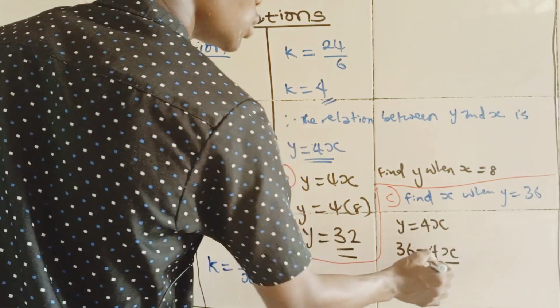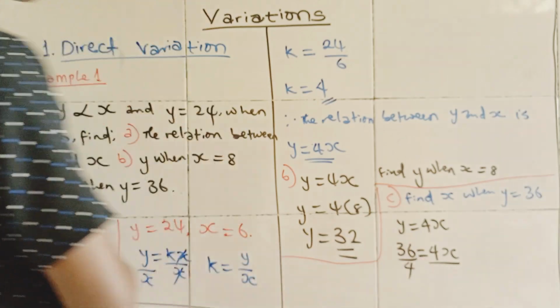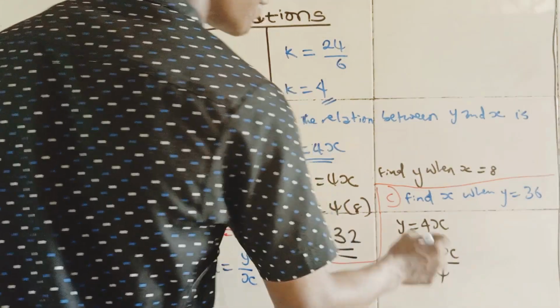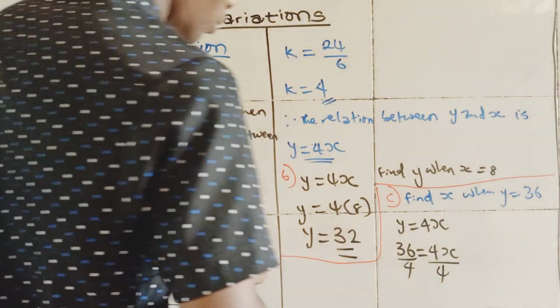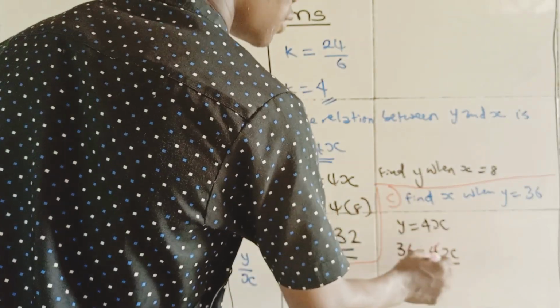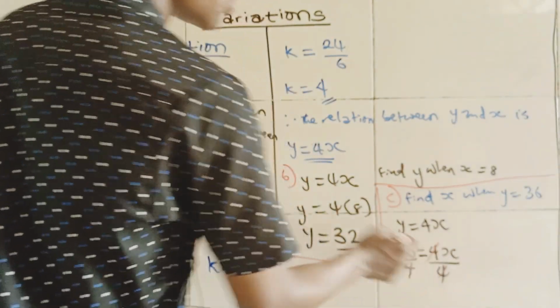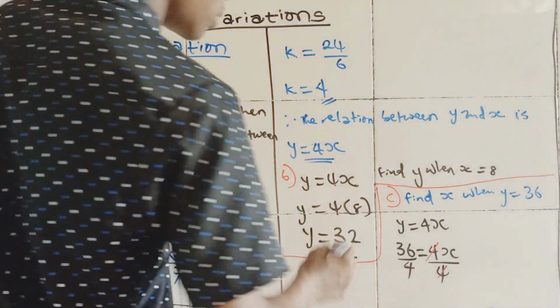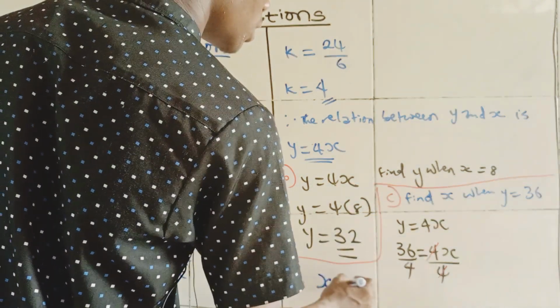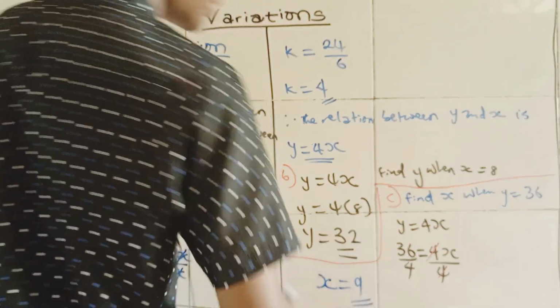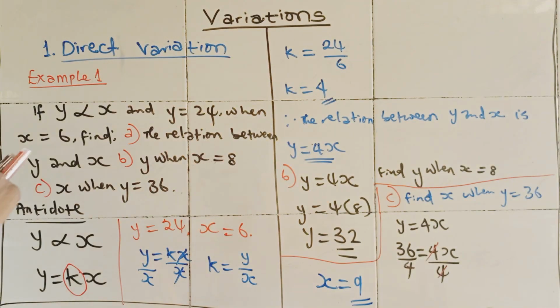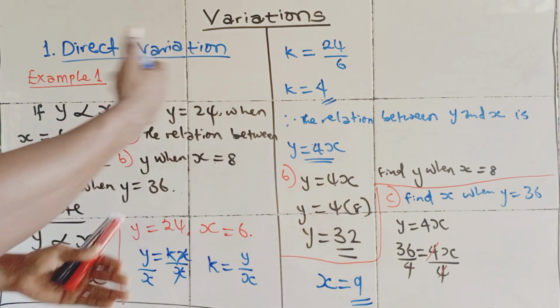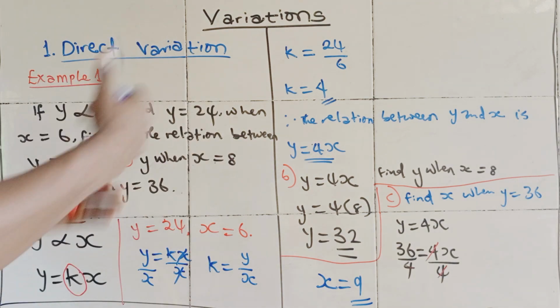Now to get x, what do we do? We divide both sides by what? By 4, all right? So when we divide here by 4, 4 cancels 4. So when 4 goes into 36, that would give us 9. So x here will be equal to 9. You see it? So this is how we're able to solve a question in direct variation. Now we're going to do another example again, so that you get it clearly.